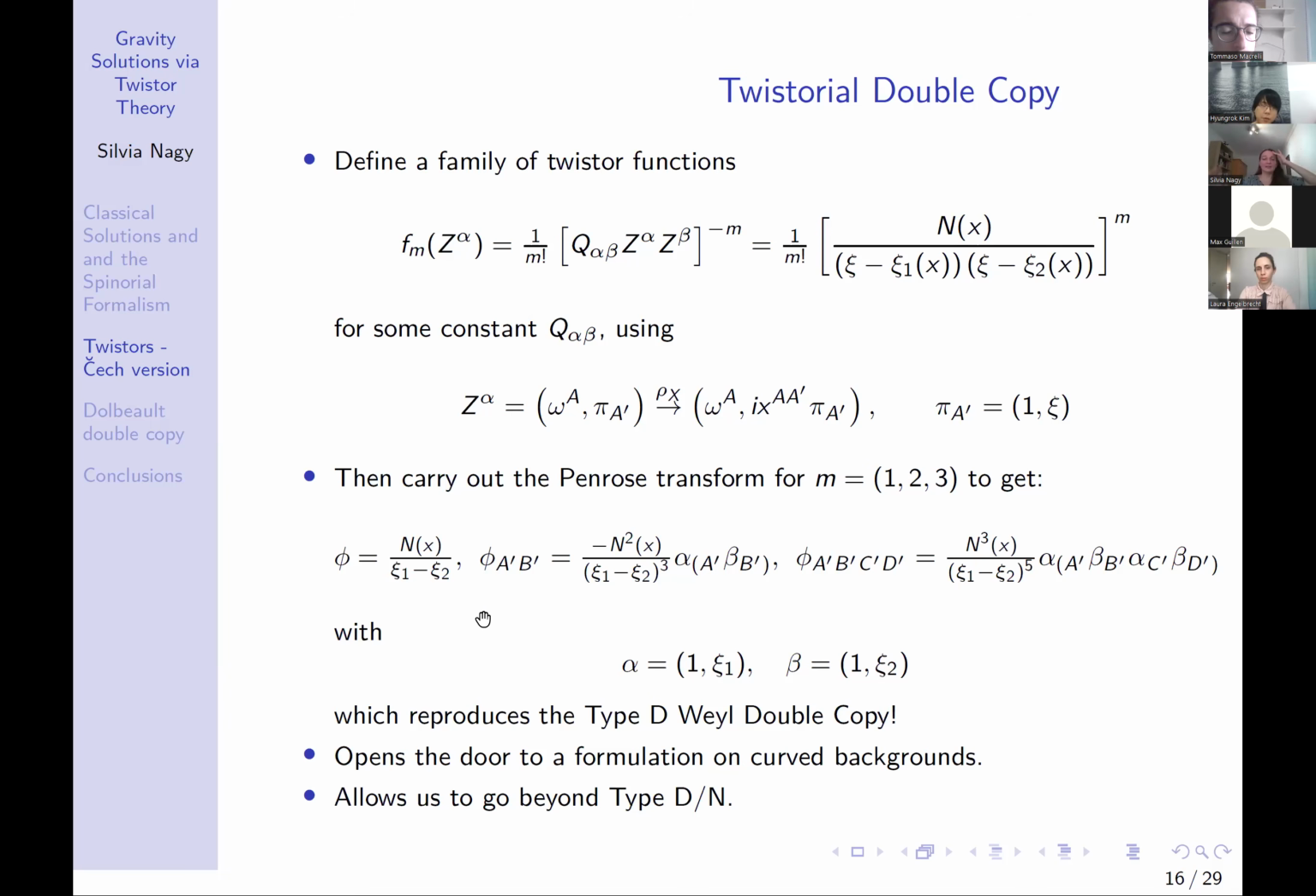One thing I wanted to mention is that this actually opens the door to having a formulation in curved space-time, although we haven't explored that much because the Penrose transform itself works for conformally flat space-time, so not just standard flat space-times. Another reason why it is useful is because it allows us to go beyond type D and type N and write something more general. And this is because of this simplification property that it has of allowing us to classify things in a different way.